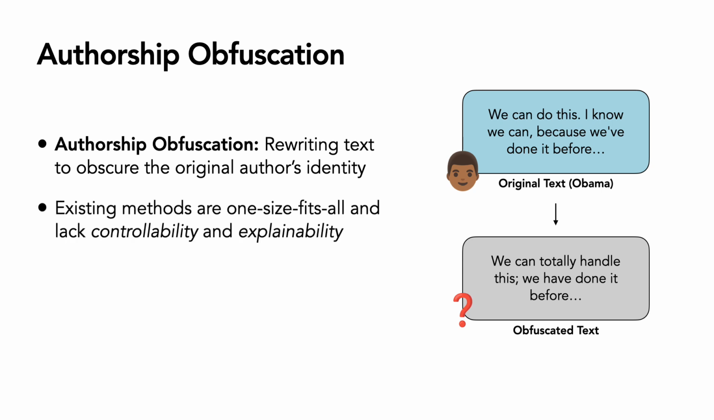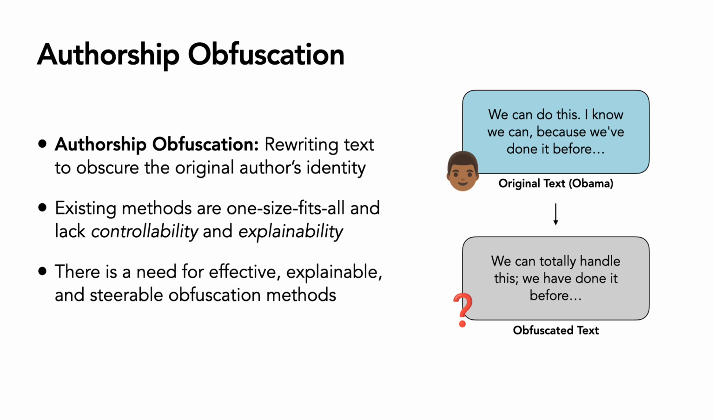The issue with previous methods is that they're one-size-fits-all. Additionally, they also lack controllability and explainability. It's not really clear what's going on under the hood. You just get an input and an output. So in our work, we identify that there's a need for an obfuscation method which can solve this, being explainable and steerable, while also being effective compared to other baseline methods.